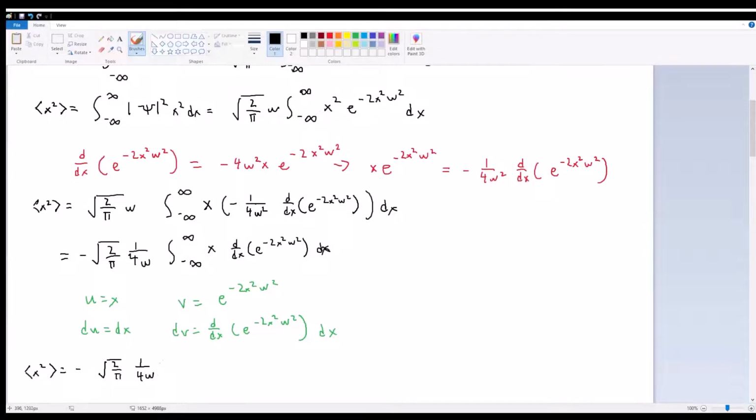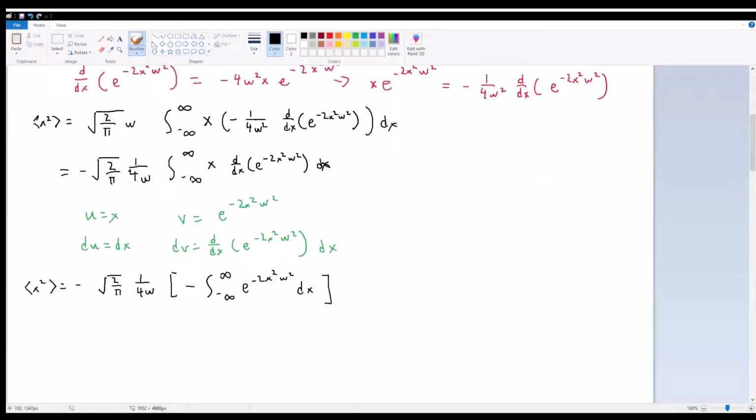And then what is this going to become? uv, which is x e to the negative 2x squared omega squared, goes to 0 automatically because this is a Gaussian that goes to 0 exponentially versus an x that goes to infinity linearly. So uv minus the integral of v du, so minus the integral from negative infinity to infinity of e to the negative 2x squared omega squared dx. The two negatives cancel out. What we have left is just a standard Gaussian integral, square root of 2 over pi times 1 over 4 omega times the integral from negative infinity to positive infinity of e to the negative 2x squared omega squared dx.